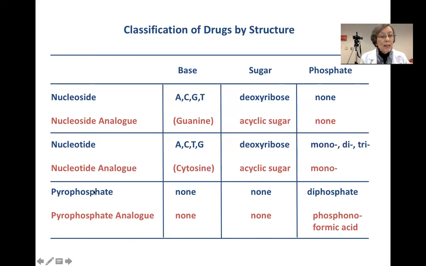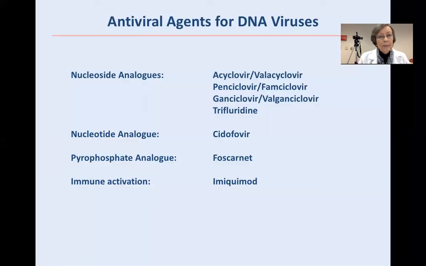A nucleotide analog then has a base plus an acyclic sugar plus 1 phosphate. Then pyrophosphate normally has no base, no sugar, and it's a diphosphate. Pyrophosphate analog that we're going to talk about has no base, no sugar, and actually is phosphonoformic acid, which only has 1 phosphate, and we'll take a look at that.